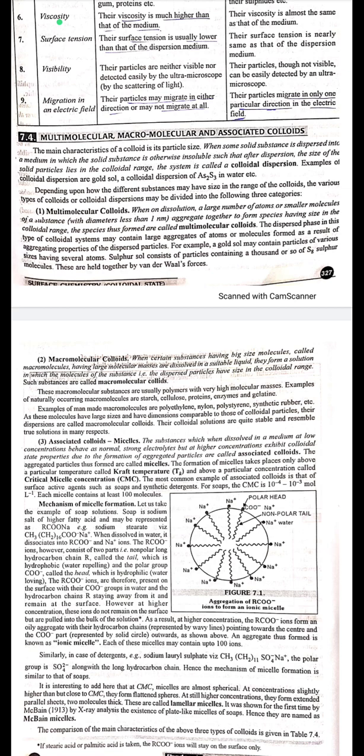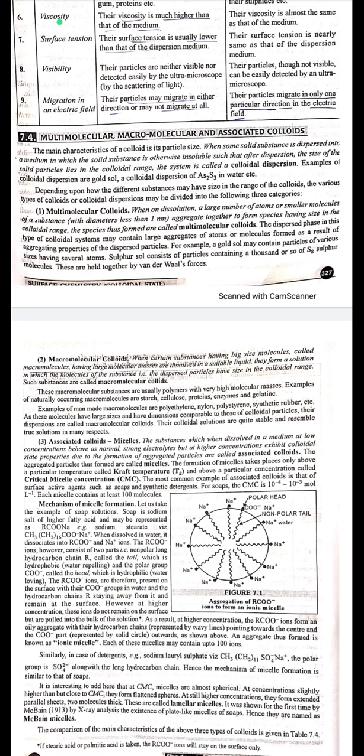Depending upon how the different substances attain a size in the range of colloids, the various types of colloids or colloidal dispersions may be divided into the following three categories. First, multimolecular colloids. When on dissolution, a large number of atoms or smaller molecules of a substance aggregate together to form species having size in the colloidal range, the species formed are called multimolecular colloids.